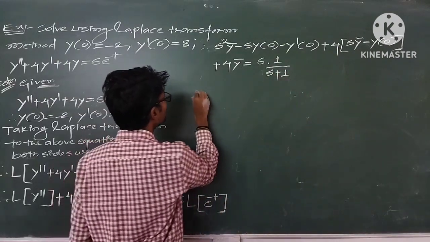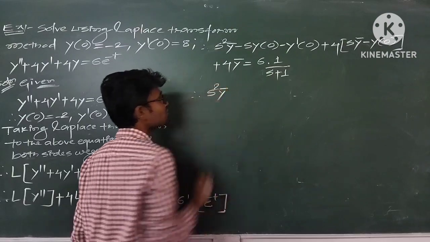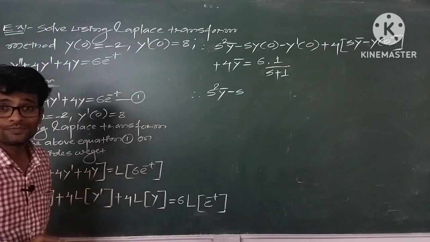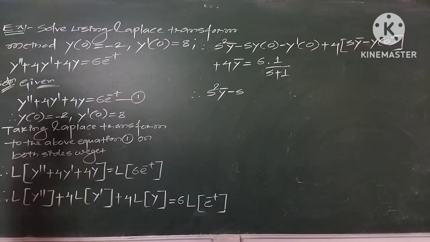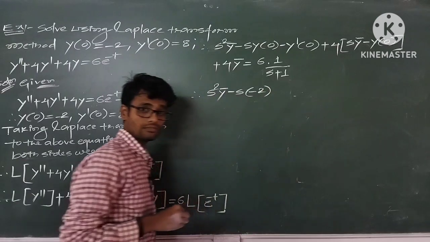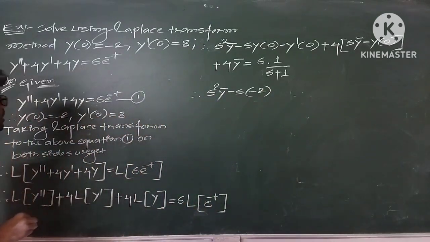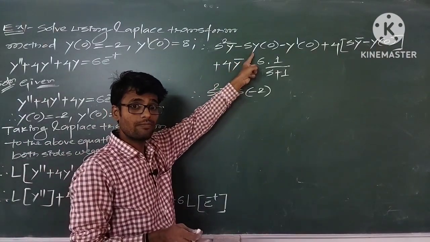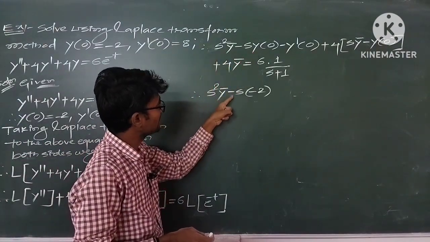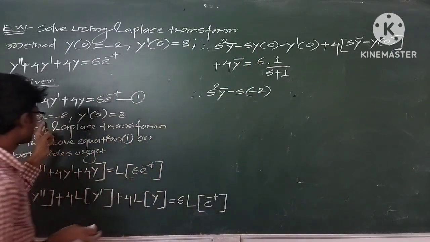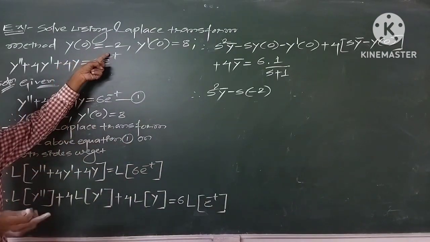So therefore I will write s square y bar as it is, minus s, as it is. We are having the values of initial values, initial conditions. See, the value of y of 0 is minus 2. I am substituting these initial conditions in this equation. S square y bar as it is, minus s, next one we are having y of 0. So y of 0 is minus 2, it is given in the problem.